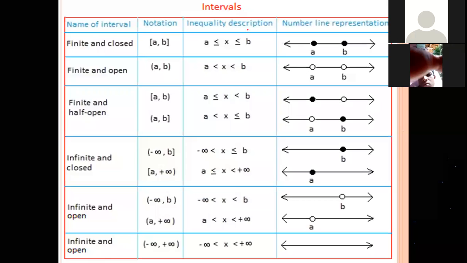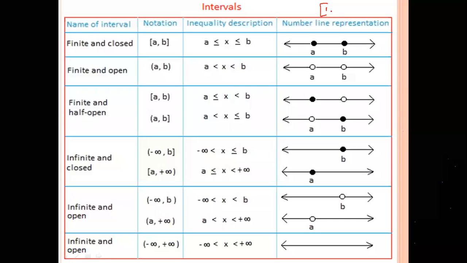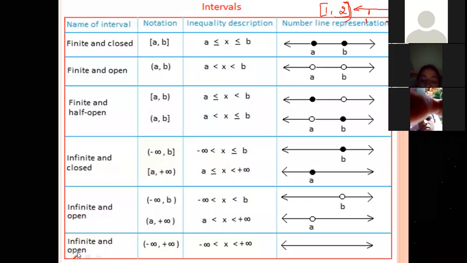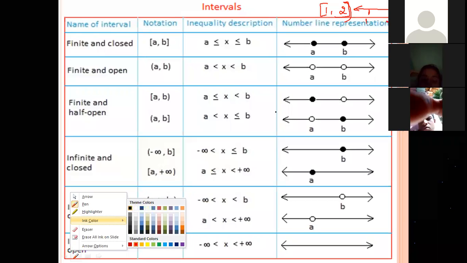Okay, suppose you have 1, 2. Closed interval 1, 2. How to represent it? You have to draw a number line. Mark the point 1 and 2. Now, how to denote the interval? Just by looking at the number line, how you can make out whether it is a closed interval or not.